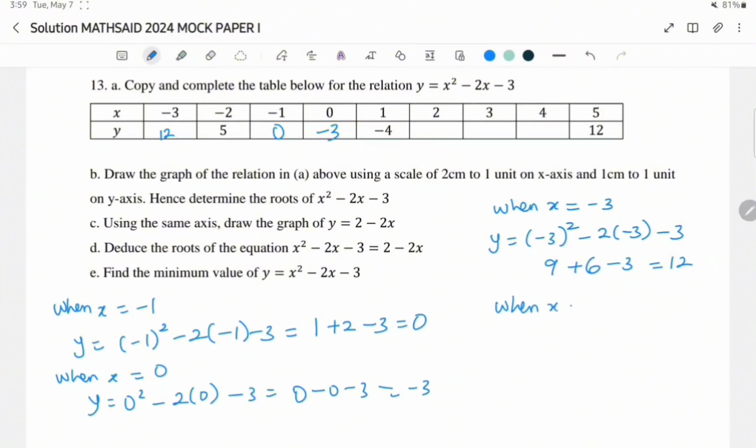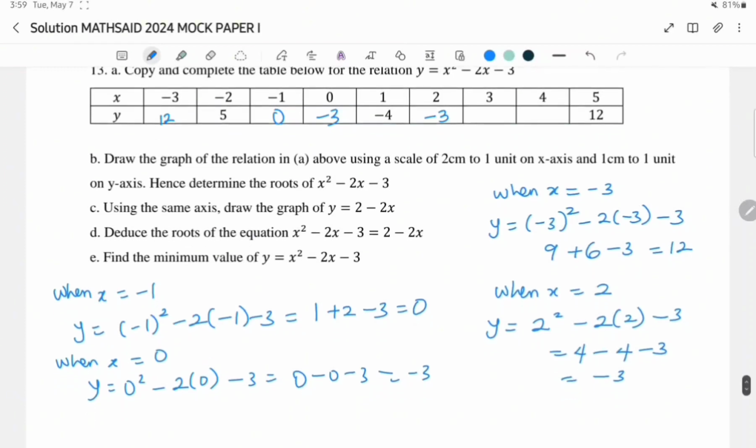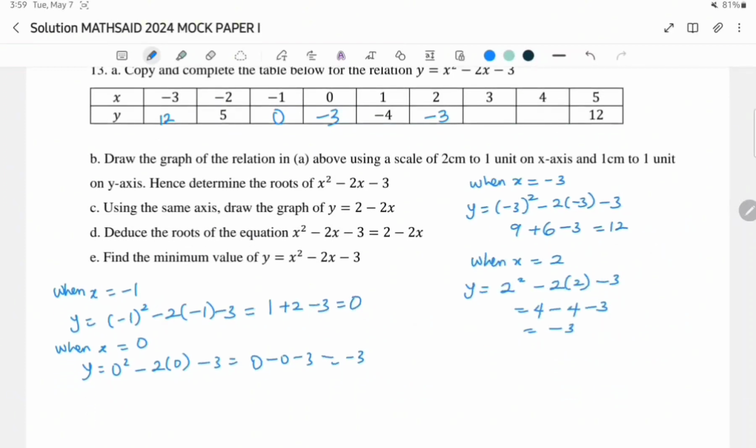When x is 2, that means y is going to be 2 squared minus 2 multiplied by 2 minus 3, which is 4 minus 4 minus 3. That means the answer is also minus 3. And at the same time, when x is 3, y is going to be 3 squared minus 2 multiplied by 3 minus 3, which is 9 minus 6 minus 3, and that will give us 0, right?